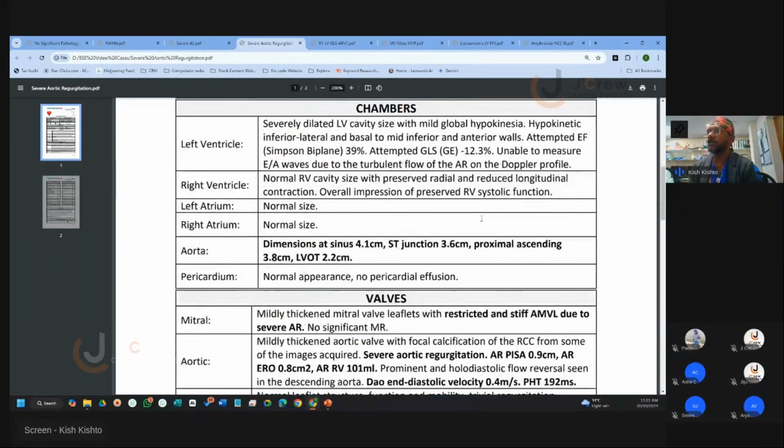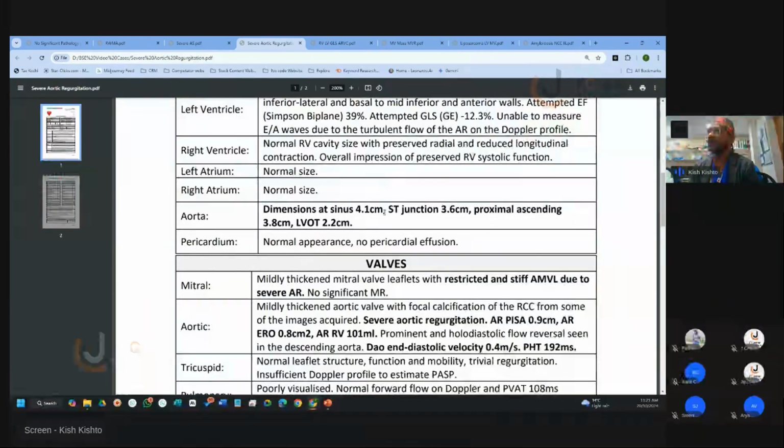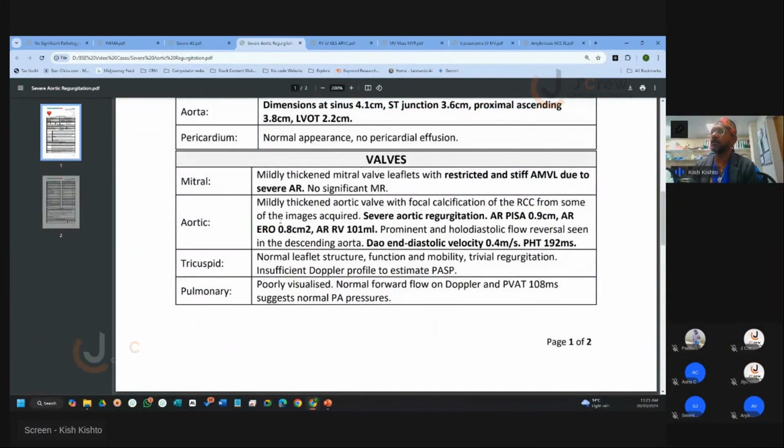So let's go straight into the aorta, aortic dimension. We measure that, and also that's how I've described my aortic valve for the AR. Myxomatous aortic valve with focal calcification of the right coronary cusp from some of the images acquired. So I describe what I've seen in some of the images. Severe aortic regurgitation, AR PISA was 0.9, AR EROA 0.8 centimeter squared, and regurgitant volume 101.